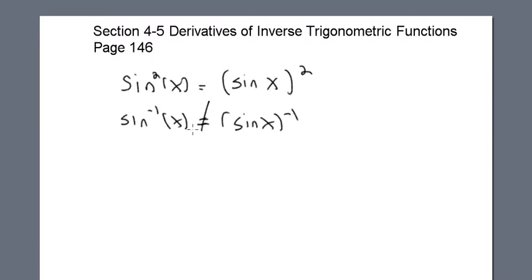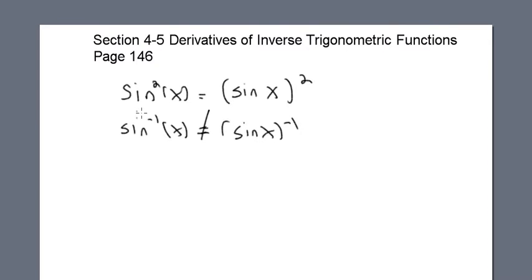Okay, so just don't. Inverse of sine is not cosecant x. Sine x to the negative 1 is the cosecant x, not inverse sine x. They are not the inverses of each other. So just be careful, don't make that mistake once we start getting into the inverse trig functions.